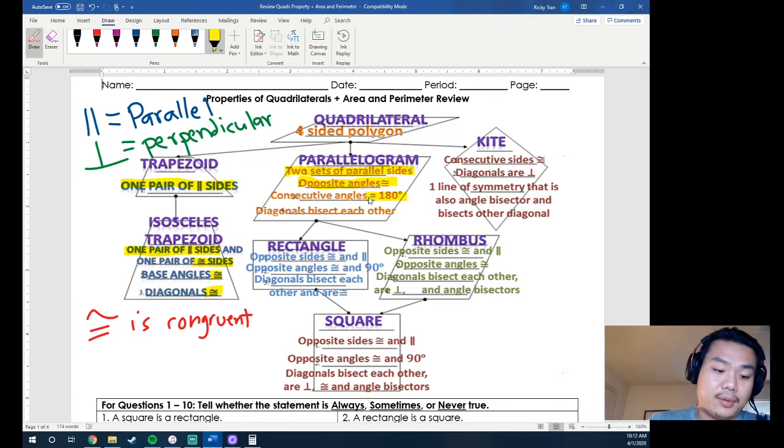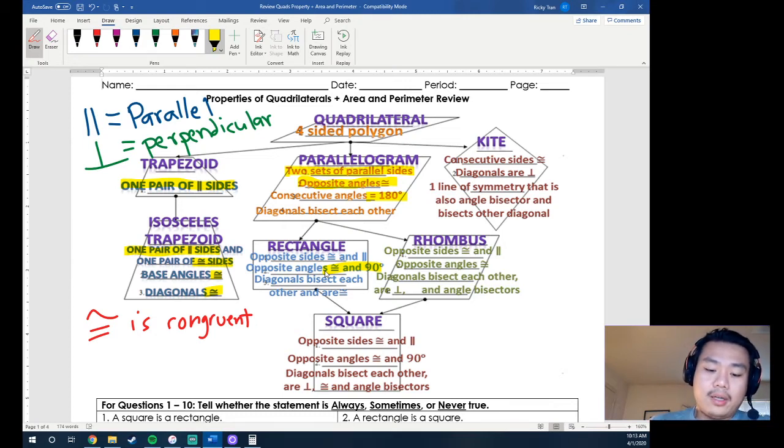If you don't remember, consecutive means one right after another. Diagonals always bisect each other. That means they cross. That doesn't necessarily mean they cross at 90 degrees; that means perpendicular. Now, for a rectangle, opposite sides are congruent and parallel, because the opposite sides have to be exactly the same. All the angles of a rectangle are 90 degrees. Remember that. The diagonals bisect each other and are congruent, which means they're the same length.